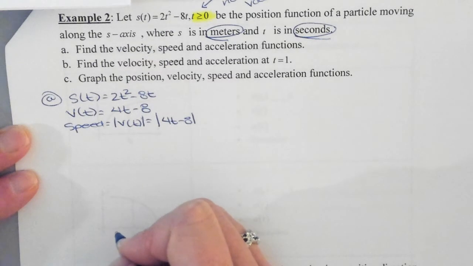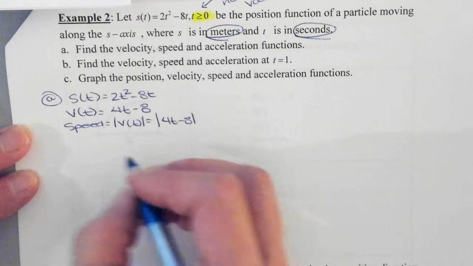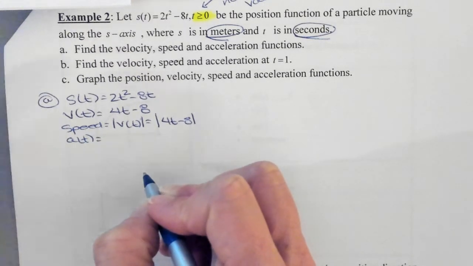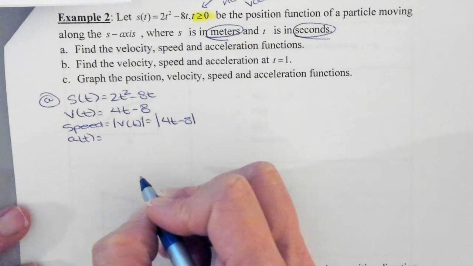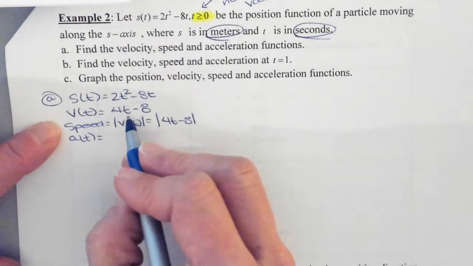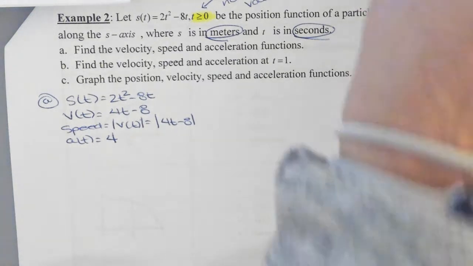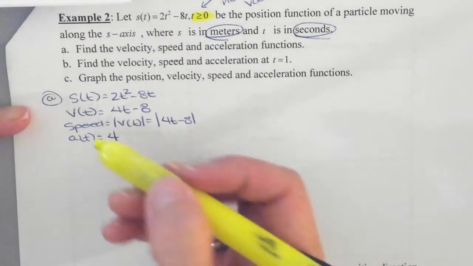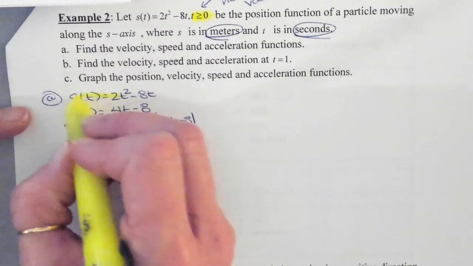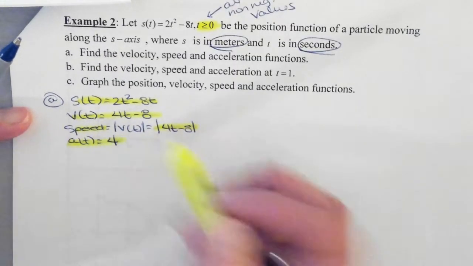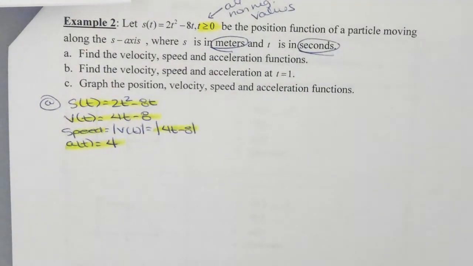And then the last one would be acceleration. So a of t. Yeah, so that's just what, 4? Okay. So we have our 4. We have our position. We have velocity. We have our speed. And we have acceleration. So they're all right there for us.